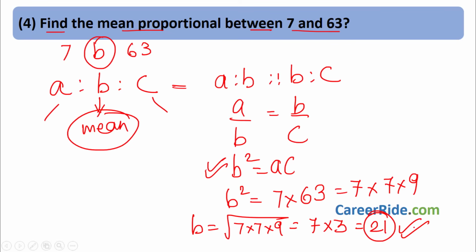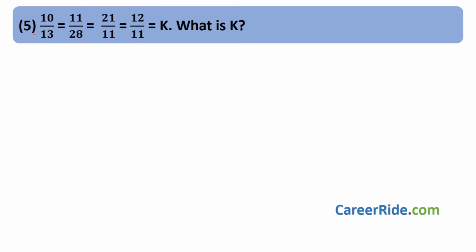Moving to next question. Question number 5. 10 upon 13 is equal to 11 upon 28 is equal to 21 upon 11 is equal to 12 upon 11 is equal to K. What is K? Now whenever such sums come in ratio and proportion, please remember they are very easy to solve. You won't even believe how easily we can get the answer and what exactly is the solution. Let us see how to solve. Simply add the numerators. What do you get?